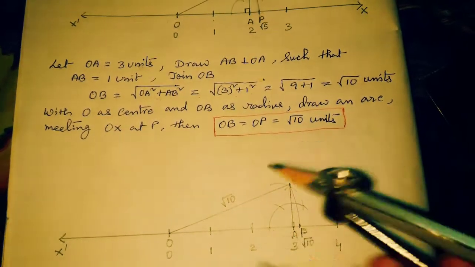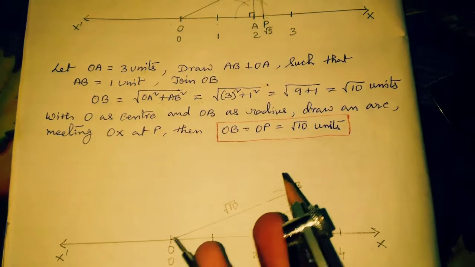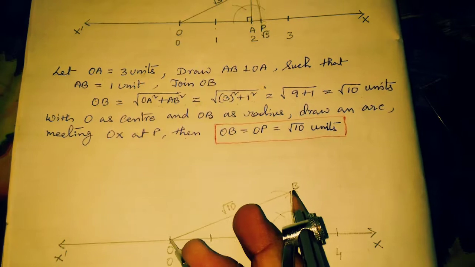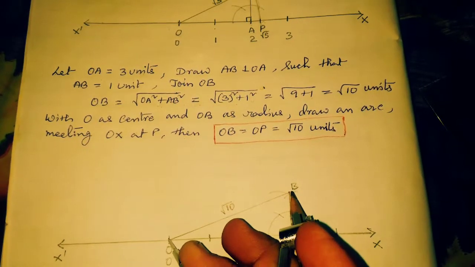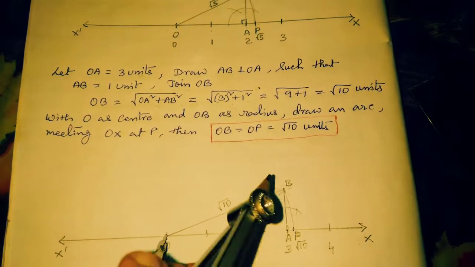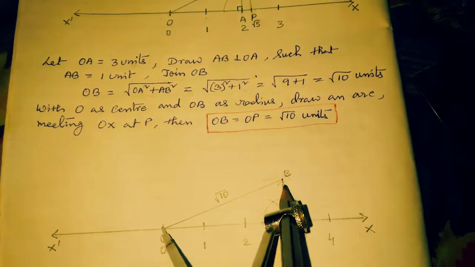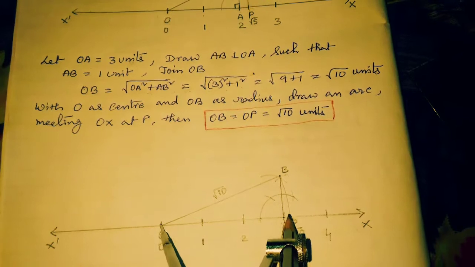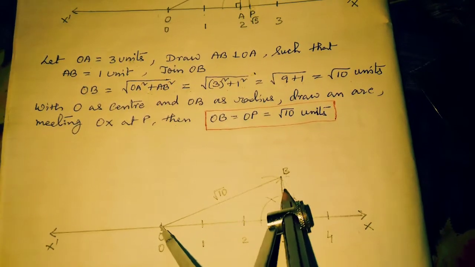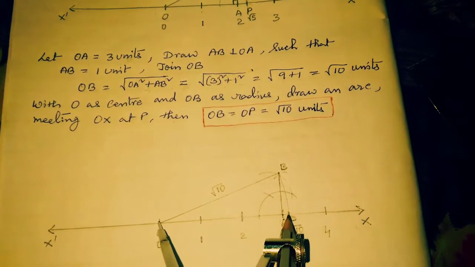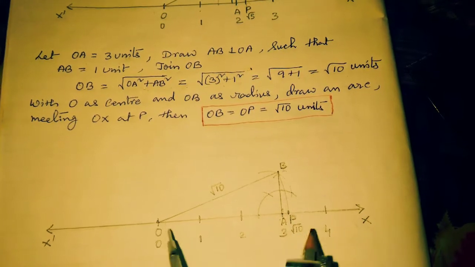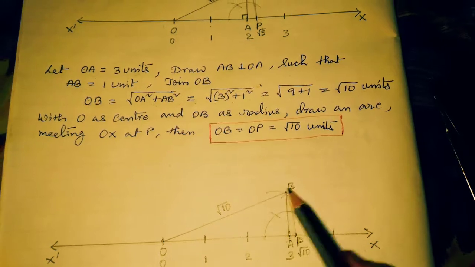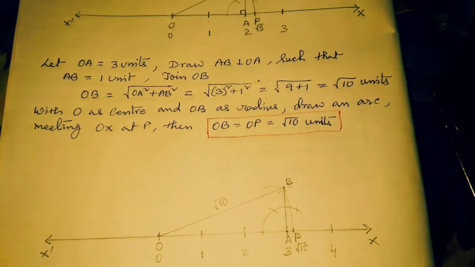Again, you'll assume O is the center, and OB you can take as the radius, and draw the arc. Clear, student? From B, if you draw the arc, it meets the x-axis at the point P. So OB is the radius, and it meets the x-axis at the point P. So OP is root 10, because OB is root 10, so OP will also be root 10.